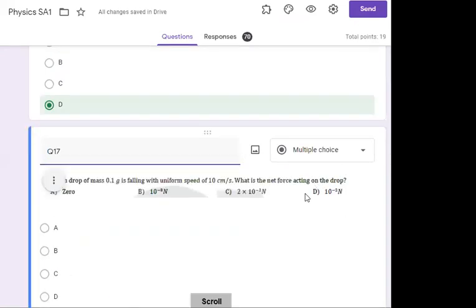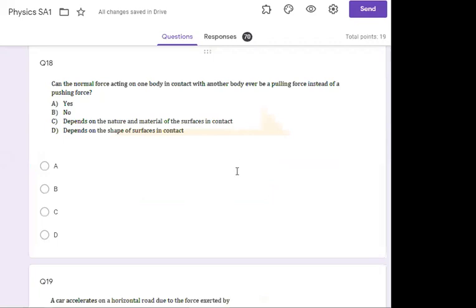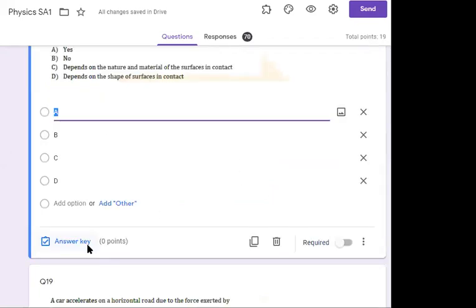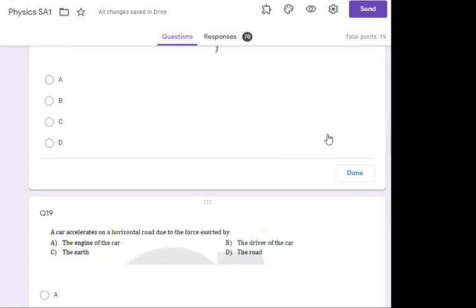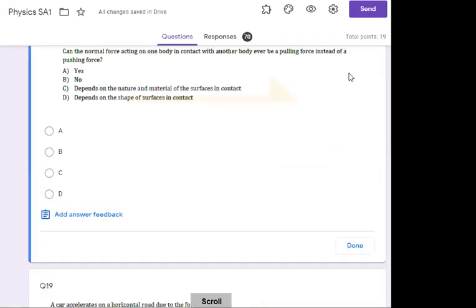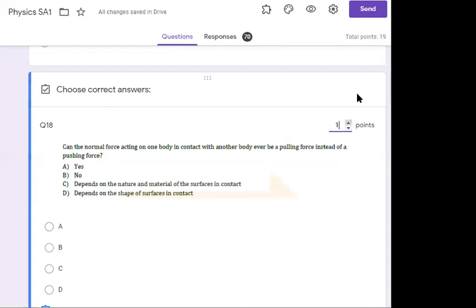Okay. Next, the 18th one. That is also a theory question, है ना? Normal force is always pulling or pushing. Tell me. Yes, right? Always pushing. है ना? Normal force is always away from the surface, right? Clear है? So it is A. ठीक है?